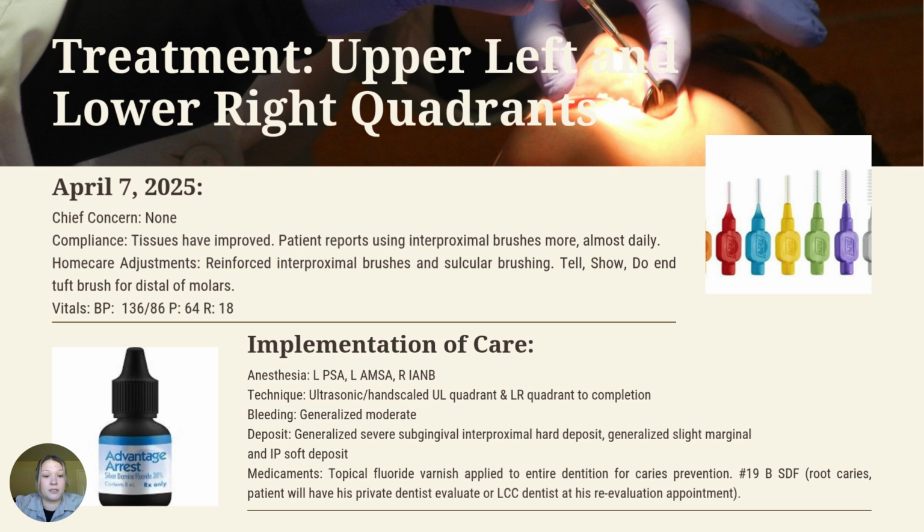We used the ultrasonic scaler and hand scaled both quadrants to completion. Bleeding was generalized moderate. Deposit was generalized severe subgingival interproximal hard deposit and generalized slight marginal and interproximal soft deposit. So the soft deposit went down and the tissues were starting to improve, just with partial non-surgical periodontal therapy and some improved home care.